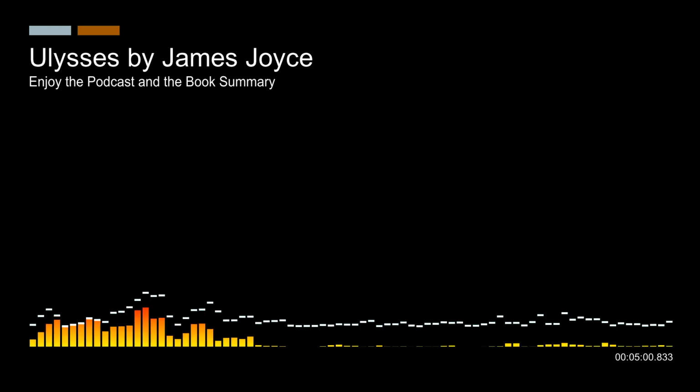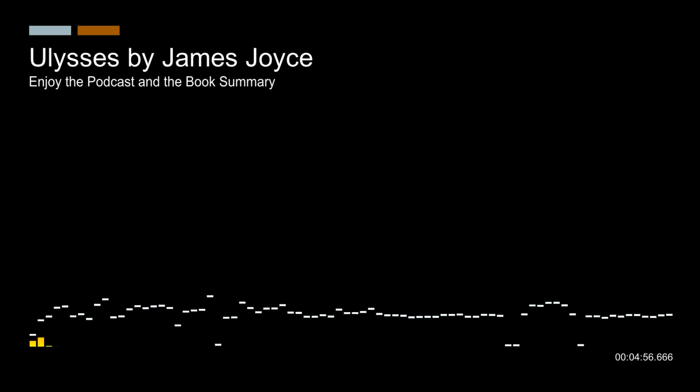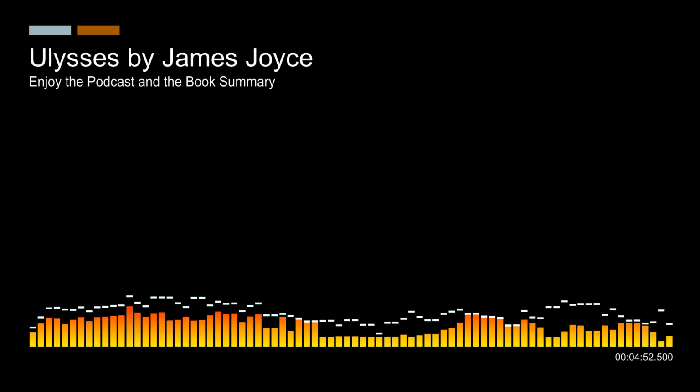Right. And speaking of Ireland and its history, there's this powerful phrase that appears in Nestor. History is a nightmare. Ooh, that's a good one. What do you think Joyce is getting at with that?